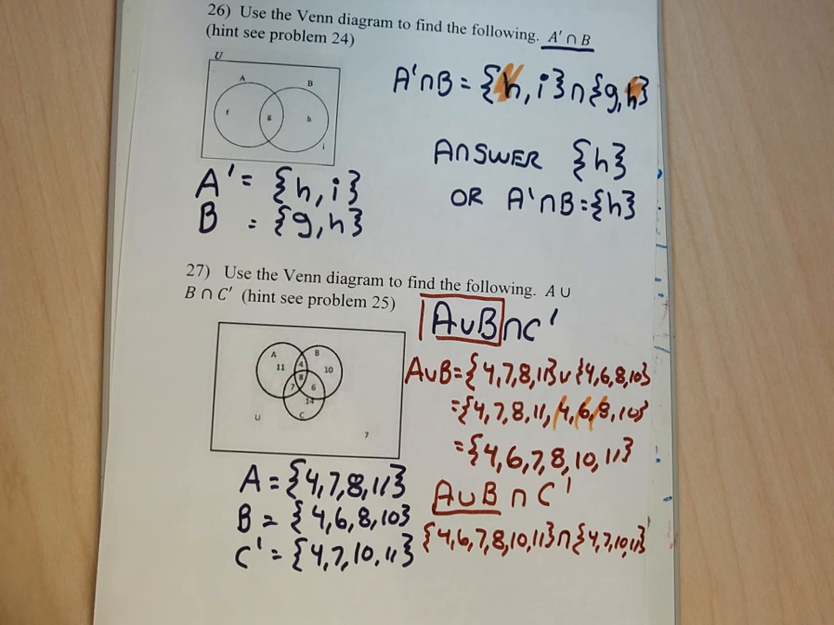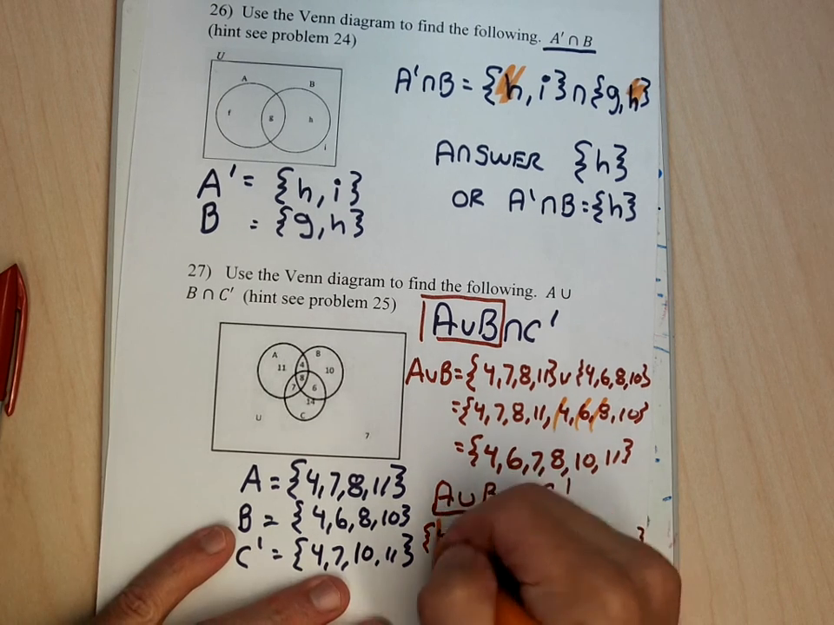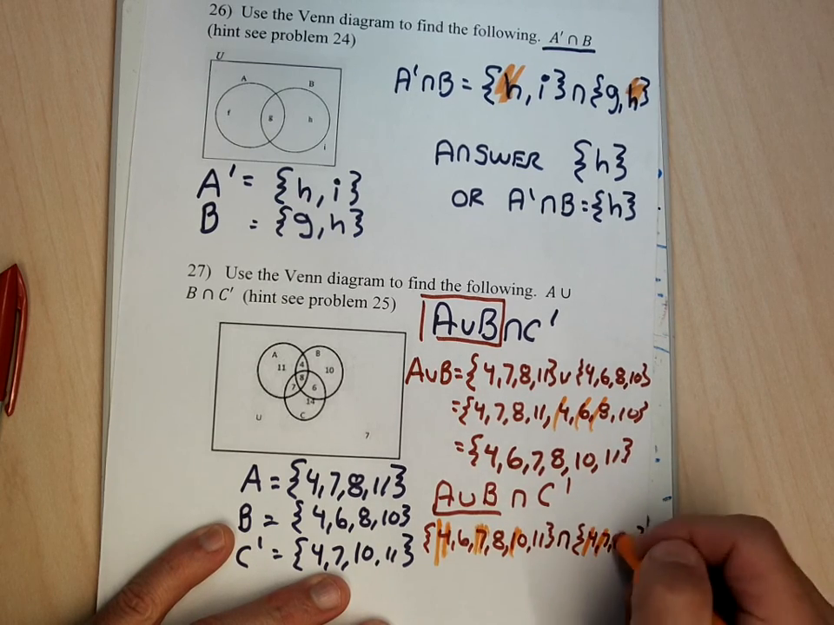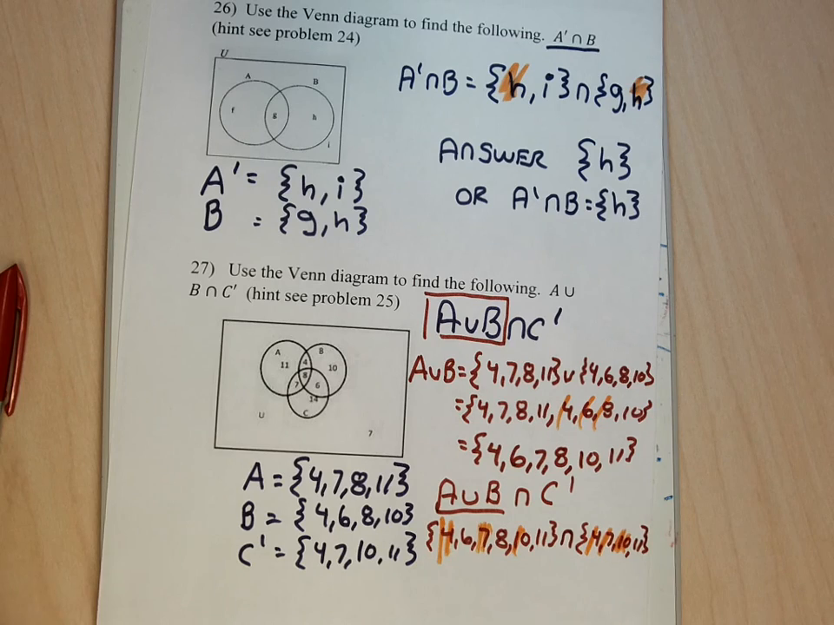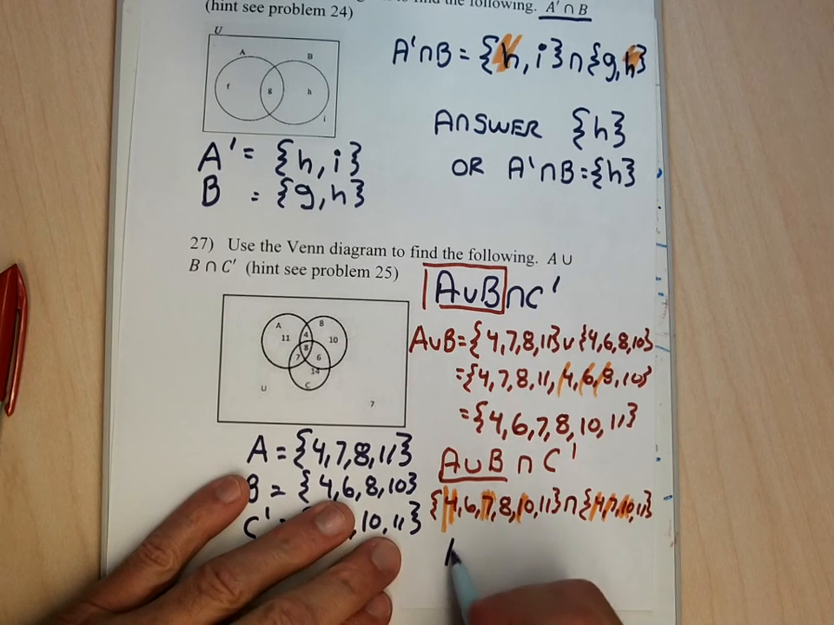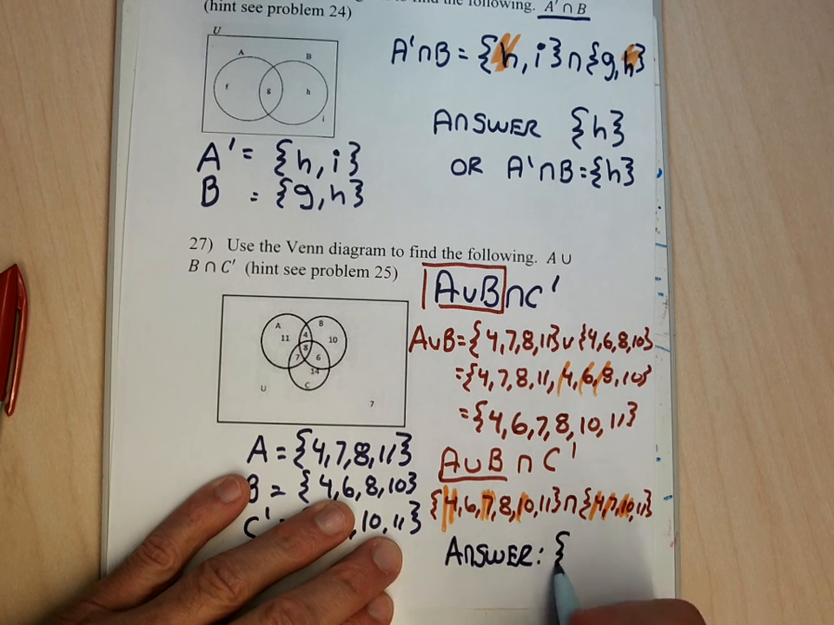And since I'm intersecting these sets, I find out what they have in common. And what they have in common is a 4, a 7, and a 10. So the answer to my problem is just going to be the set. I don't need to shade in these particular problems. I just need to write the set that results from the operations. So my answer is the set containing the numbers 4, 7, and 10.